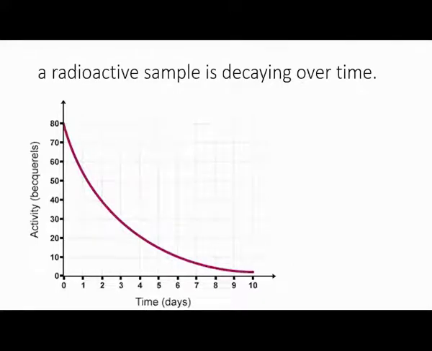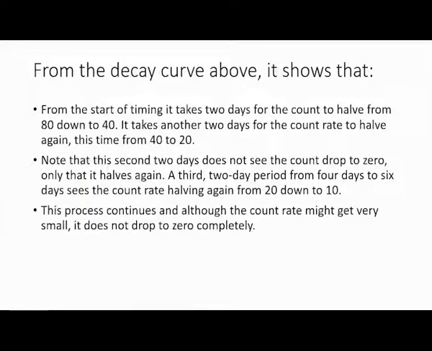To find the half-life on this decay curve, let's look at the explanation there. Starting from the timing, if you start from 80 activity, a half of 80 is 40, so the time taken for the sample to move from 80 to 40 is 2 days. Therefore, the half-life is 2 days. You can also prove it from 40, a half of 40 is 20. It takes 2 days for this sample to move from 40 to 20. Therefore, the half-life of this substance is 2 days. That's how we get the half-life from a decay curve.